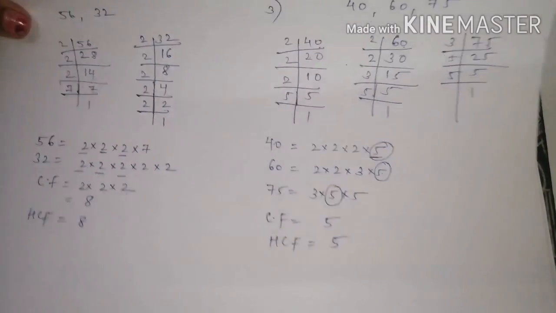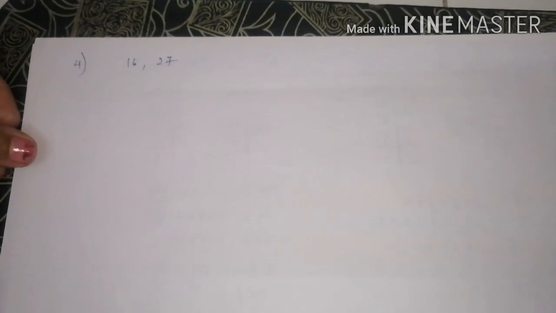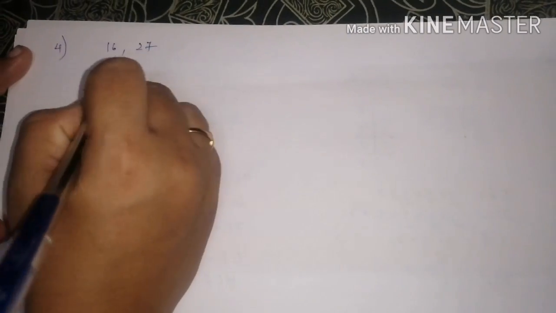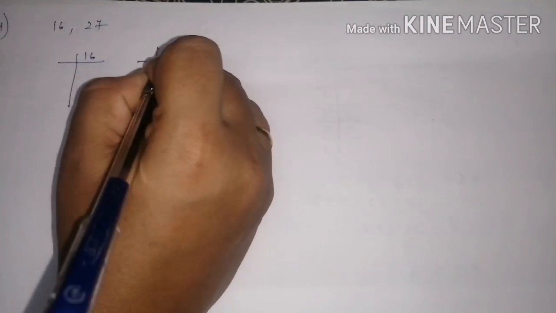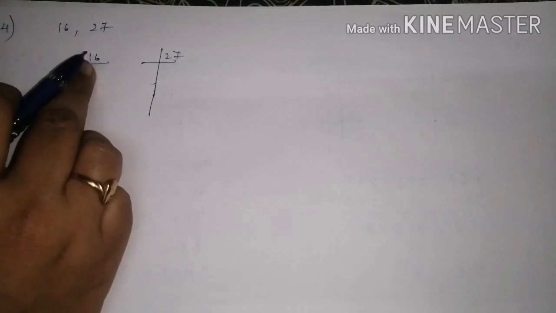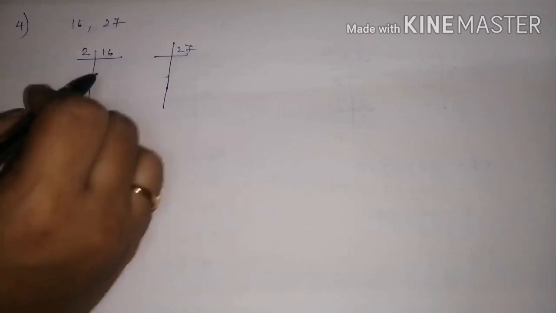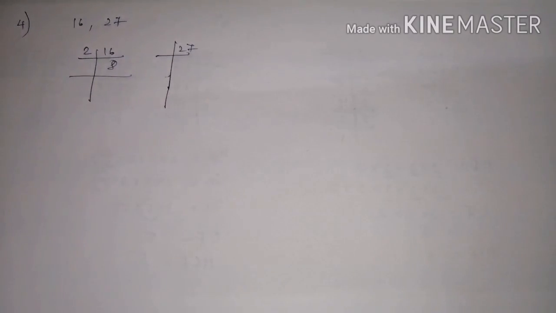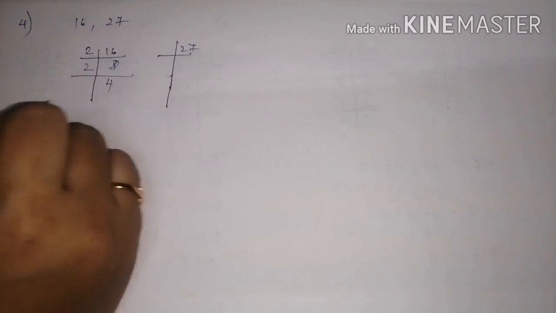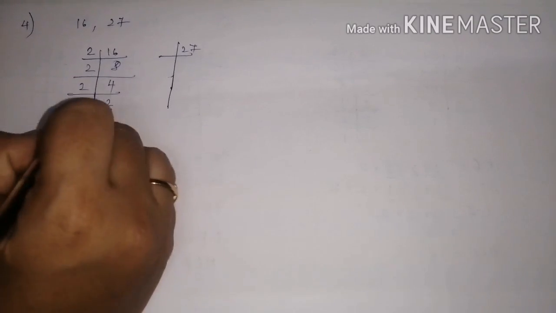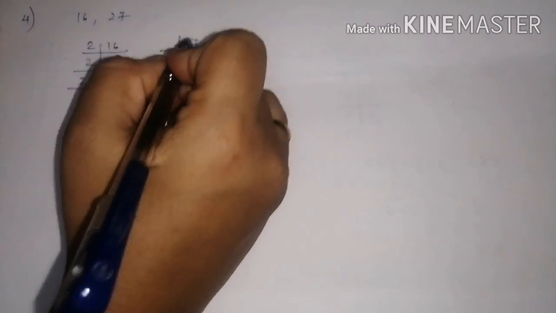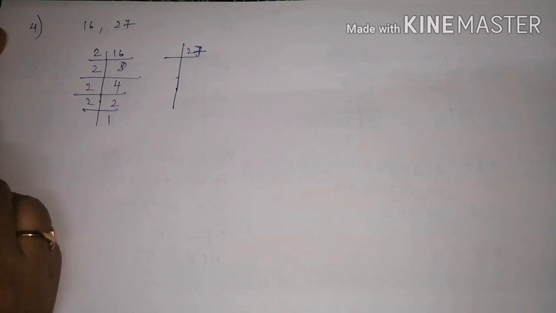Now let's see the fourth sum. 16 and 27. We have to find out the HCF of these two numbers. So let's find out the factors of 16 and 27. 16 comes in 2's table. 2 is the prime number. So write here 2. 2 8s are 16. So 8 will come down. 8 comes in table of 2. 2 4s are 8. 2 2s are 4. 2 1s are 2. 27 does not come in table of 2, but it comes in table of 3.